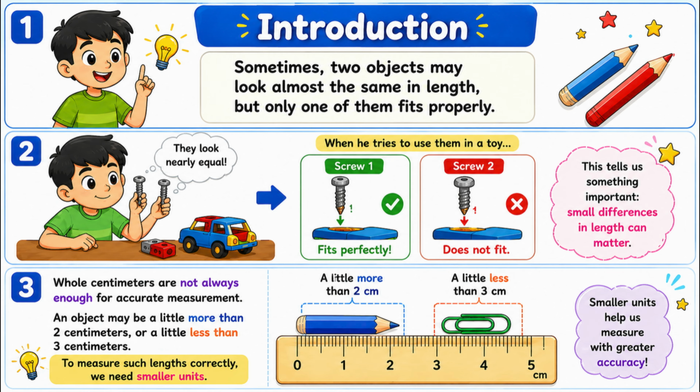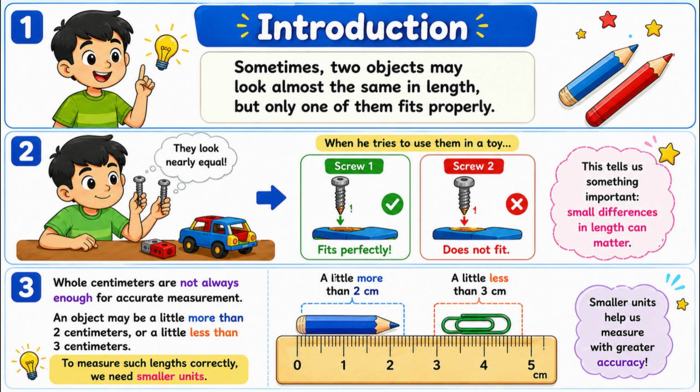Introduction. Sometimes, two objects may look almost the same in length, but only one of them fits properly. For example, Sonu sees two screws that look nearly equal, but when he tries to use them in a toy, only one screw fits. This tells us something important. Small differences in length can matter. Whole centimeters are not always enough for accurate measurement.